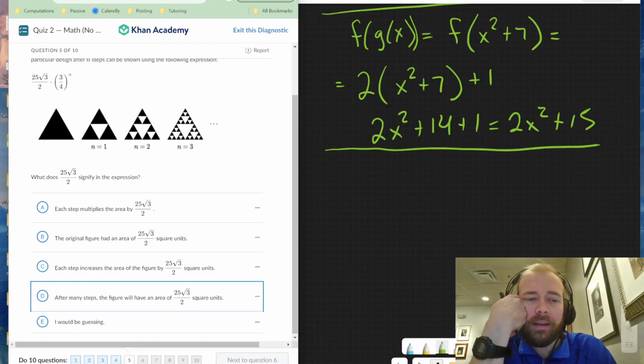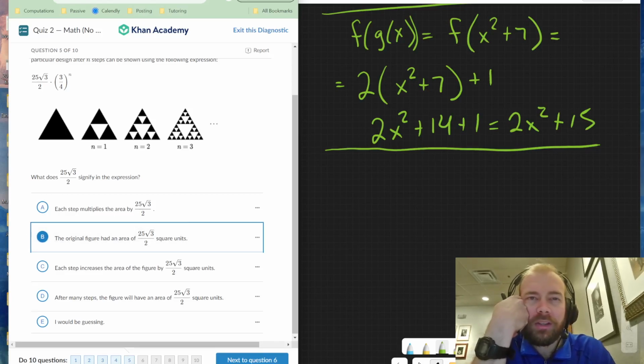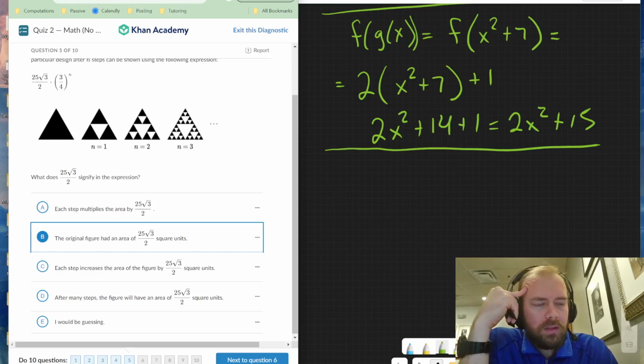Original figure had an area, yeah, this is going to be that one. But let's look at the rest just in case. With this kind of question, I would highly recommend looking at all of the answer choices, because sometimes they can be really tricky on how they word things. So let's see, each step increases the area by that. No, that's like an even worse option than A. After many steps, the figure will have an area of 25 root 3 over 2. No, after many steps, the area would be close to 0, actually. And then there's I would be guessing. So yeah, that works.